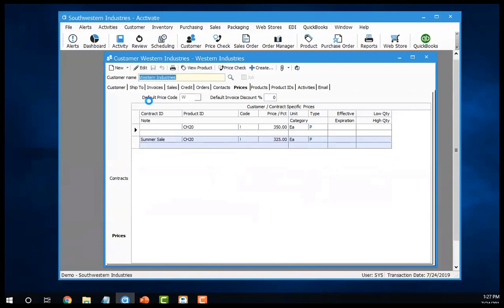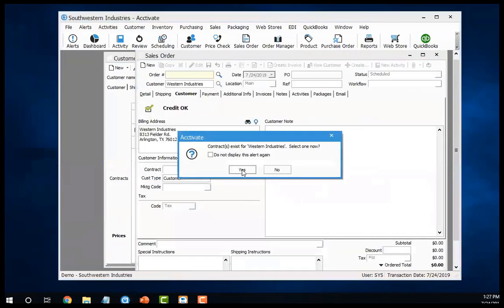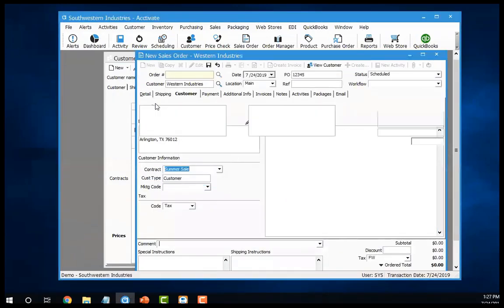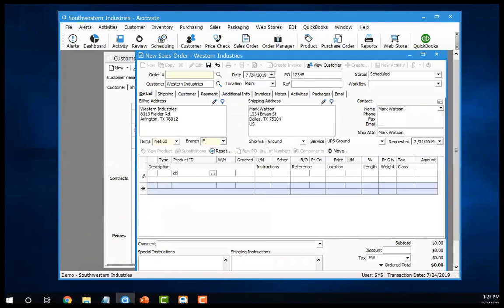So now we have both. We have a customer specific price of $350, but then we've got this contract price of $325 for CH20. So when I create my order, use my contract, and add the product, it populates with the $325 price instead of the $350. The price code still shows it's customer specific because it's not related to the W price code. It's unique to this one customer. But because we are using our specified contract that exists for this customer, that price is taken ahead of the customer specific price.